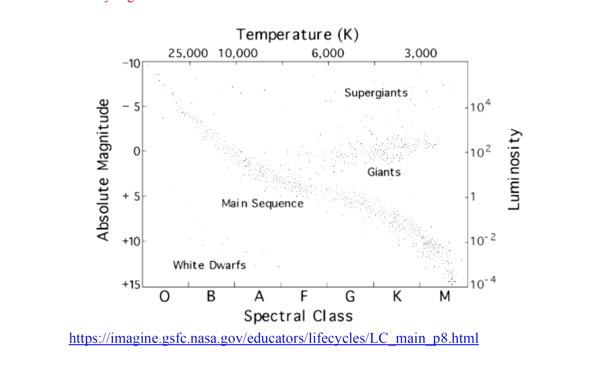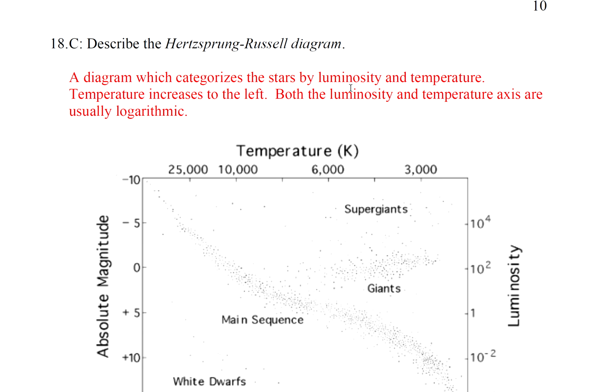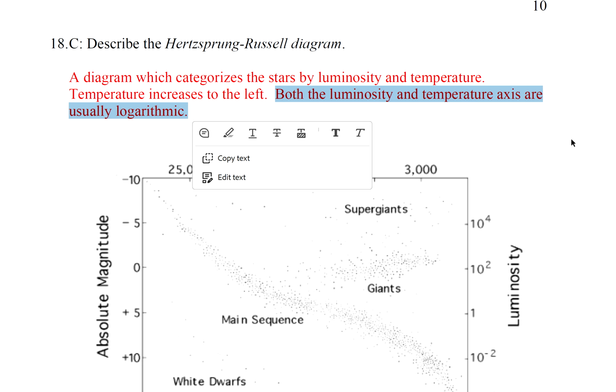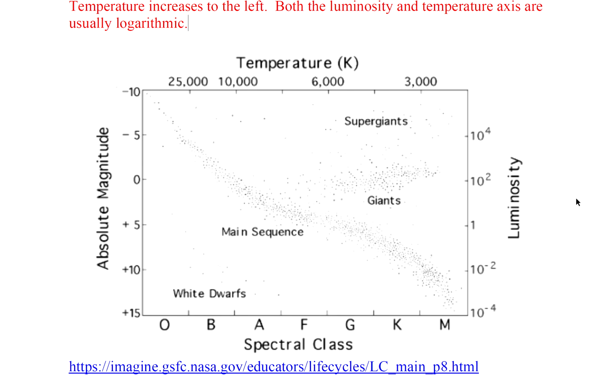And take a look at the luminosity. You see, this is exponential, like exponents, okay? So remember this. Both the luminosity and temperature axes are usually logarithmic. So whatever graph you're given in a book or on a test, make sure you take a look at the units and make sure you see which direction is positive.